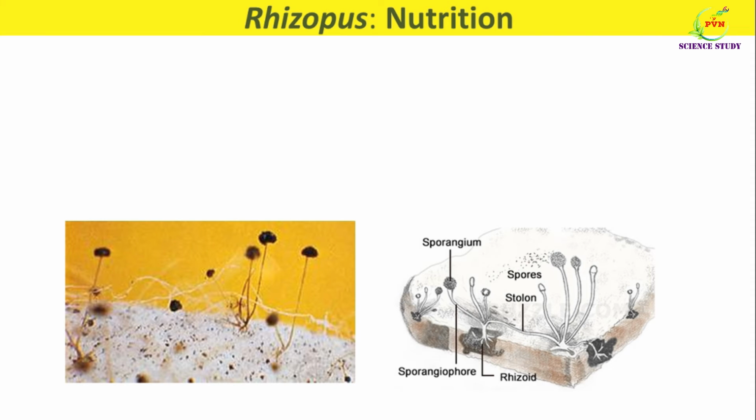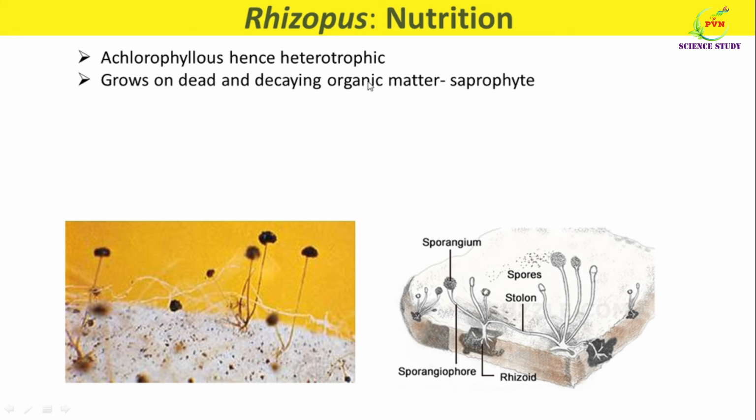Now we will study nutrition of Rhizopus. This is the actual photograph of Rhizopus and this is the sketch. Dear student, as you know, all fungi are achlorophyllous. Here also Rhizopus is achlorophyllous and therefore it cannot perform photosynthesis. It cannot prepare its own food material and so it shows a heterotrophic mode of nutrition. That means it depends upon other organisms, living or dead, for its nutrition. Rhizopus grows on dead and decaying organic matter and hence it is known as a saprophyte.